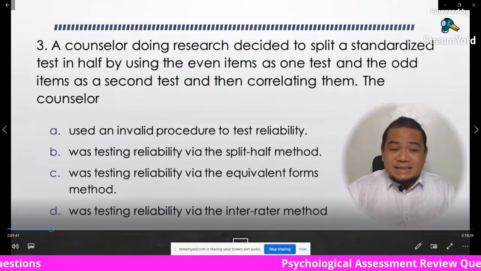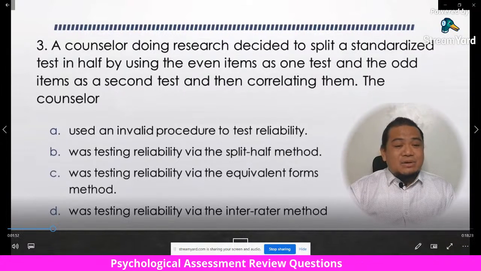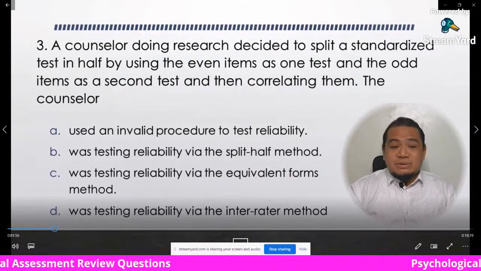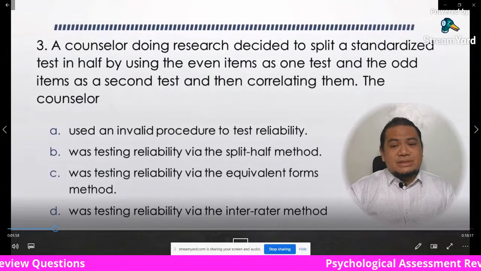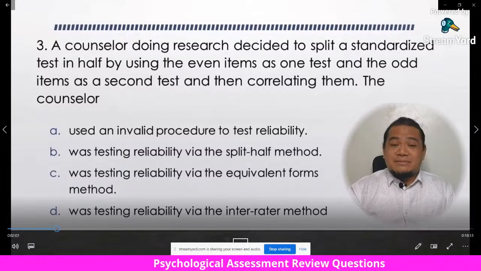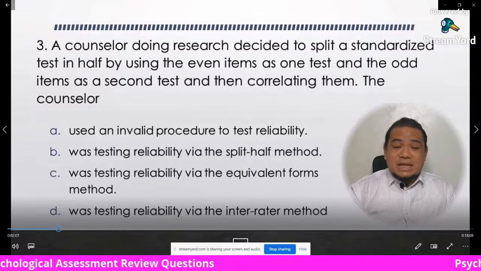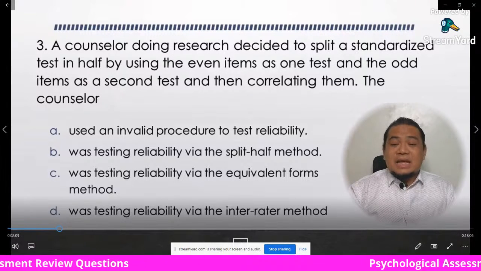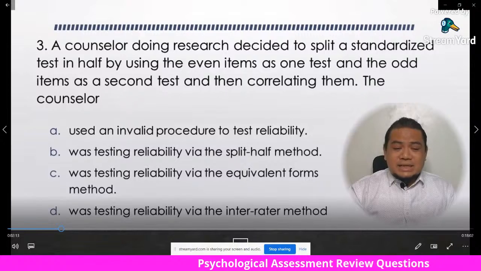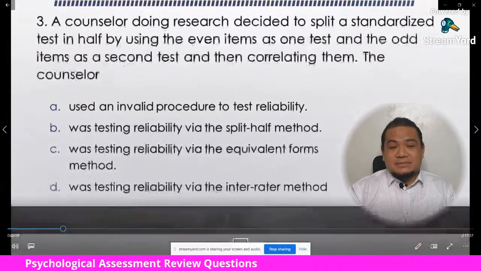Number 3. A counselor doing research decided to split a standardized test in half by using the even items as one test and the odd items as the second test, and then correlating them. The counselor, letter A, used an invalid procedure to test reliability. B, was testing reliability via the split half method. C, was testing reliability via the equivalent form method. And letter D, was testing reliability via the inter-rater method.